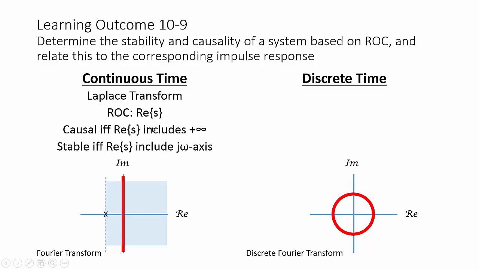We said that as we move from continuous time into discrete time, our j omega axes becomes our unit circle. Our Laplace transform becomes our z transform. And instead of the real part of s, we're always going to compare the magnitude of z. Z is this complex plane. We said that z is going to be e to the j omega.